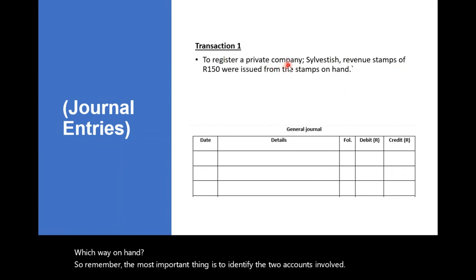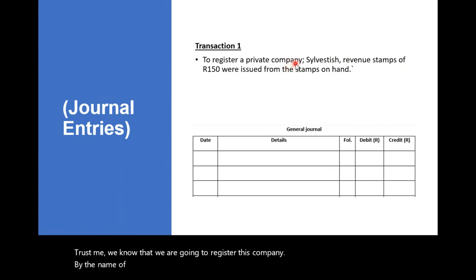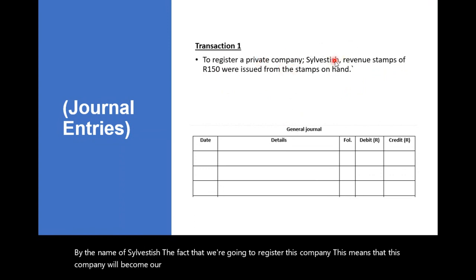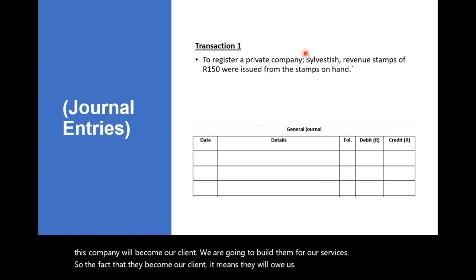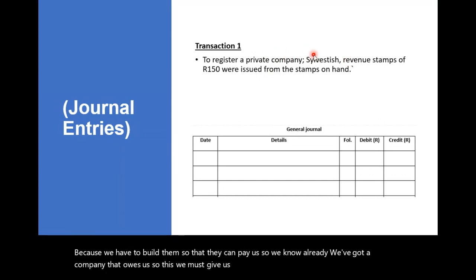Firstly, we know that we are going to register this company by the name of Silverstish. The fact that we're going to register this company, this means that this company will become our client. We are going to bill them for our services. So the fact that they become our client, it means they will owe us, because we have to bill them so that they can pay us. So we know already we've got a company that owes us. So they must give us an account.